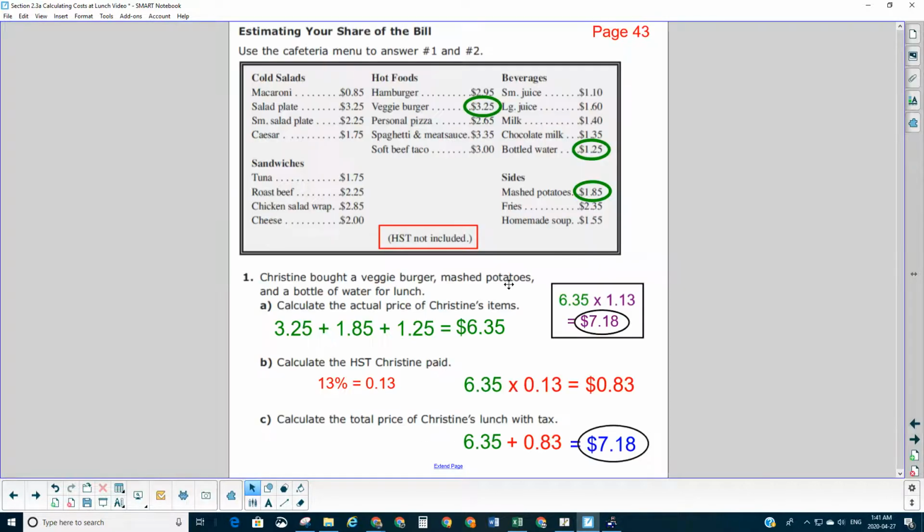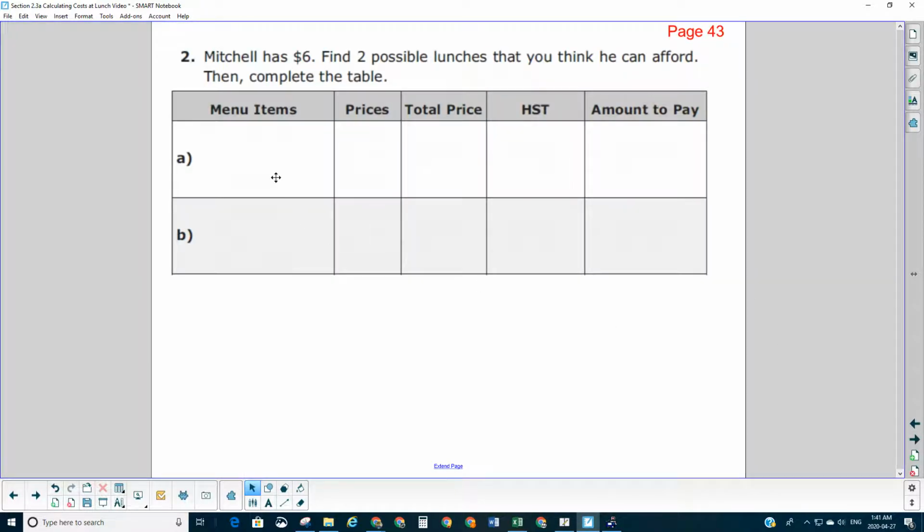But a hamburger, if we go back, a hamburger is $2.95. Macaroni is right here at 85 cents. And I think he had a bottle of water as well at $1.25. So there's our prices that we're bringing over from the other page. I'll let you take a second to add those up, and we should get $5.05.